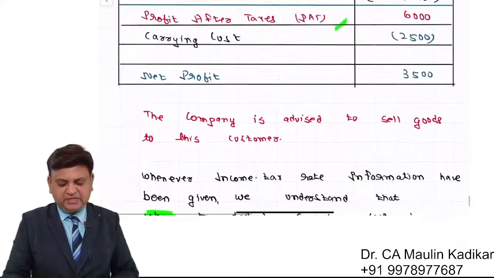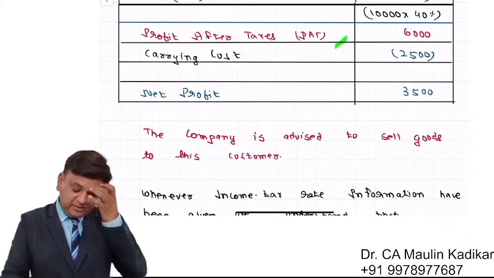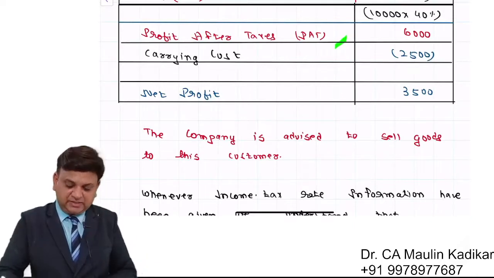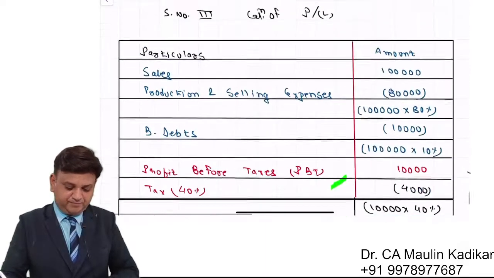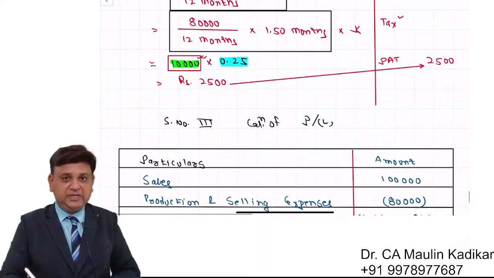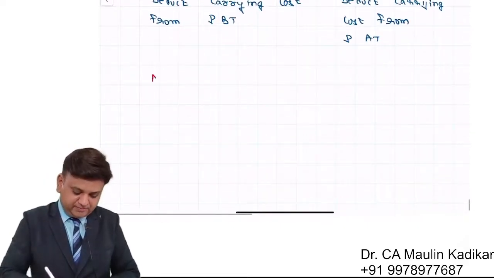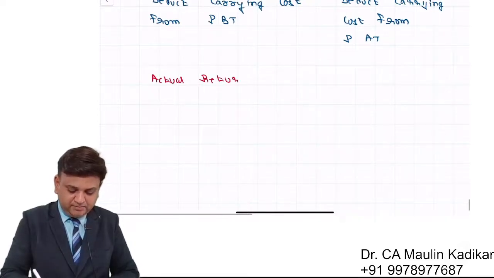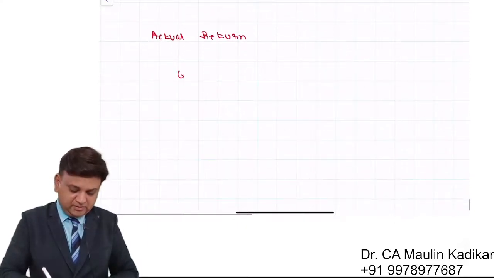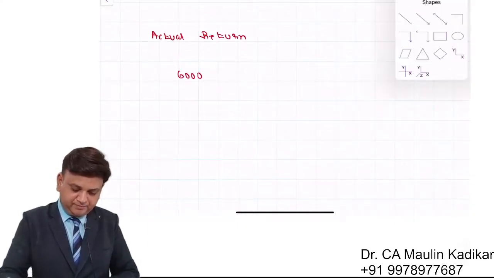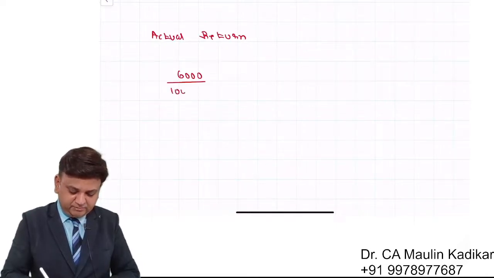Sometimes students are very creative. They have a kind of argument like this. The profit after taxes is 6,000. Yes. Amount of investment is 10,000. Yes. So sir, is it fine if I make the calculation like this? On selling goods to the customer, actual return is 6,000 divided by 10,000 into 100. Actual return is 60%.